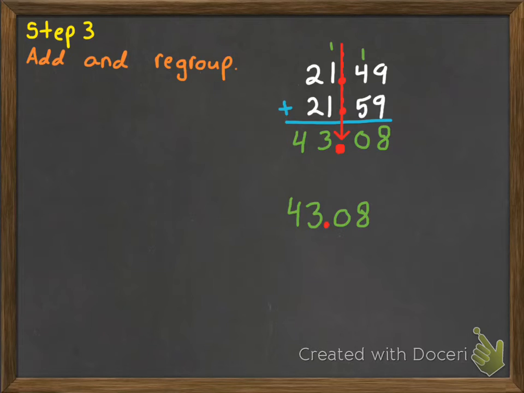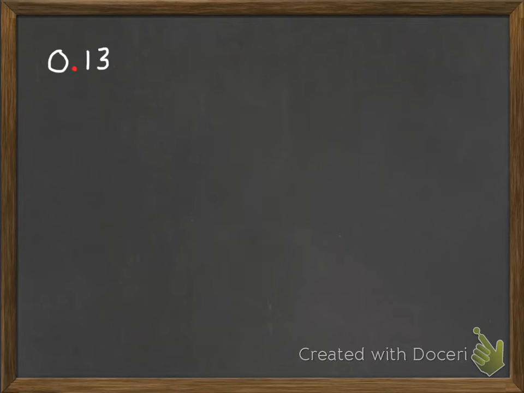Let's look at another example. If I have 0 and 13 hundredths, I'm going to add it to 1 and 2 tenths. First thing I do is line up my decimals. I'm not going to put the 2 underneath the 3 because they're in different places. The 3 is in the hundredths, the 2 is in the tenths place. So I make sure my decimals are lined up.